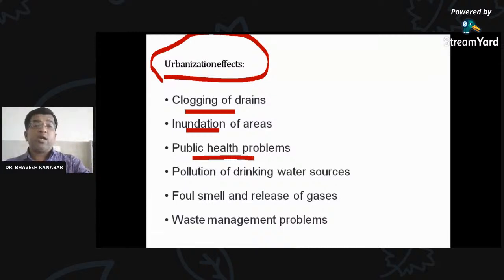Because of the collection of this type of waste, there can be waterborne disease. Can you name some waterborne diseases? Write down in the chat box. Then we will discuss further.